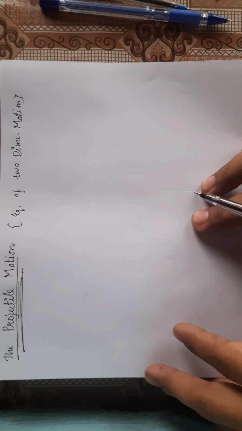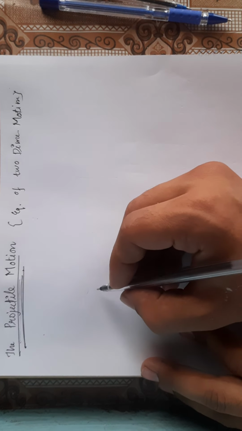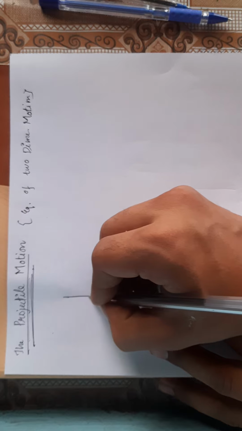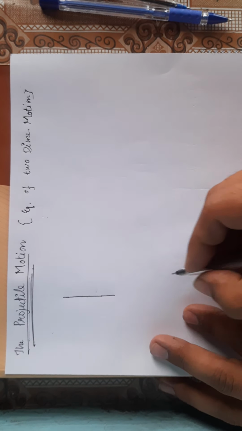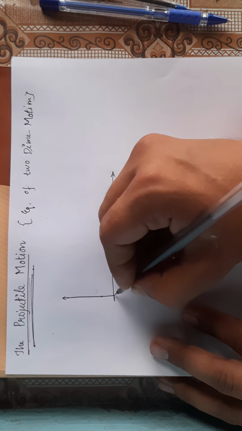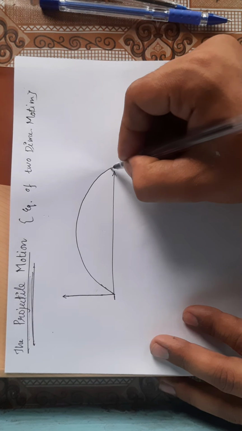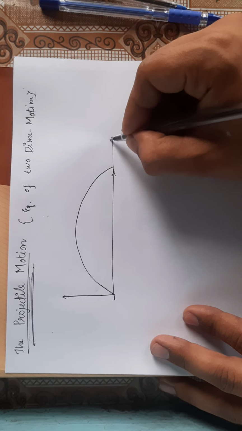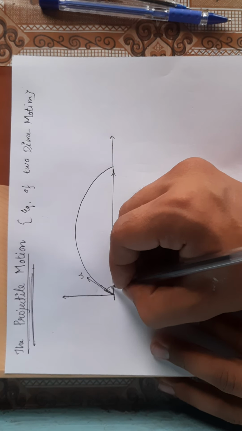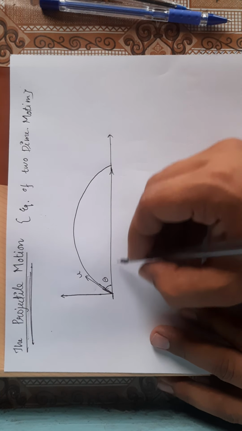So let's start with a particle having initial velocity u, which is making an angle theta with the horizontal surface of the earth, like that. This is the vertical axis and this is the horizontal axis, and this is our particle. Here the particle is moving with velocity u, having an angle theta with the horizontal surface of the earth.